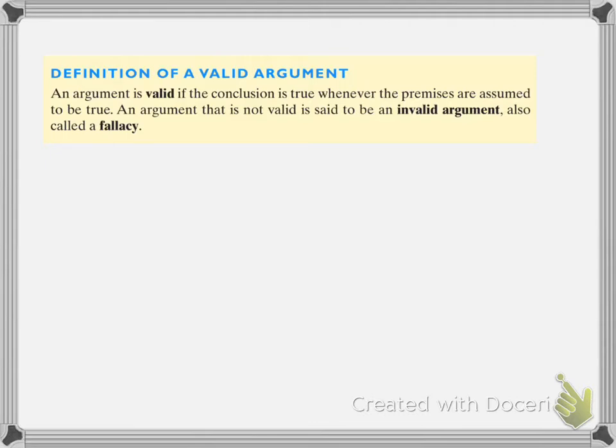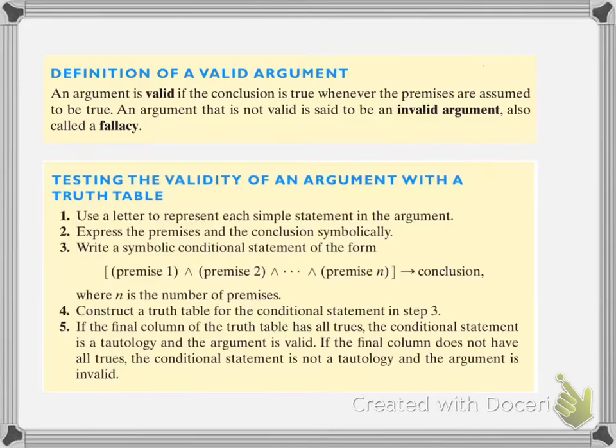So let's take an example of this and we'll kind of map it out. Now, before we get into actually doing this example fully, I want to at least throw this up from the book, which says, how do we test the validity of an argument with a truth table? So first of all, this is a process we're going to use. We're going to use a letter to represent each simple statement in the argument. So we're going to have a P statement and a Q statement. We're going to express the premises and the conclusion symbolically. So there's going to be some wording in the problem that allows us to express these. We're going to write a symbolic conditional statement of the form blank arrow blank.